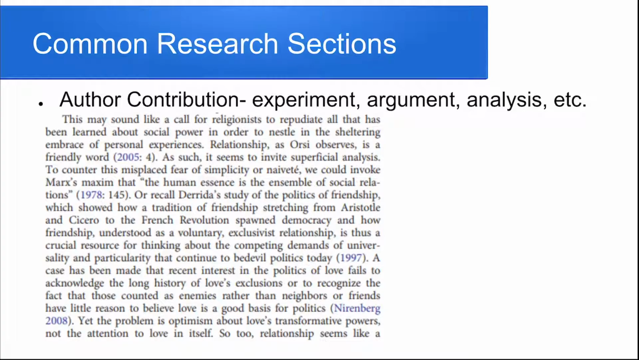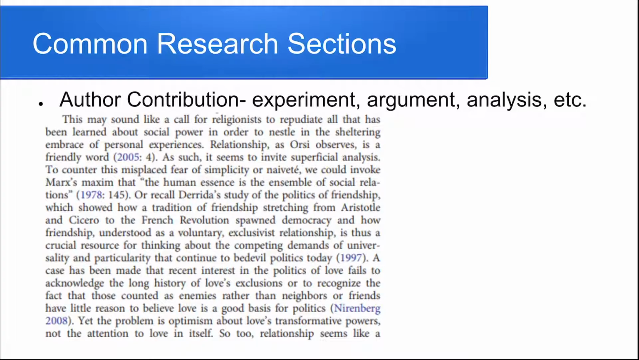Don't forget to consider topic sentences, even when you're looking at a really complicated project like this. You can tell from the first sentence here that the author is not describing any other sources, so we can tell that it's not a literature review. They're actually starting with a bit of an argument about how religionists should repudiate all that's been learned about social power, but then they're qualifying that argument and further explaining their position, using the sources that they covered in the literature review as support.